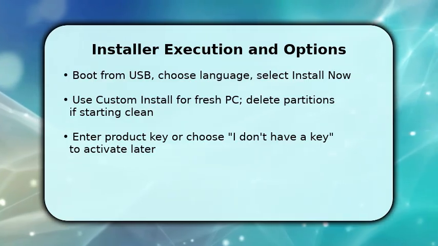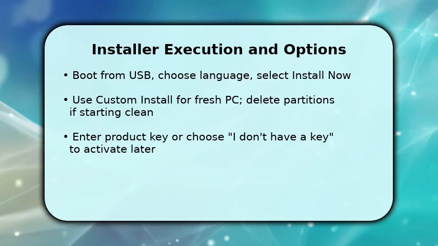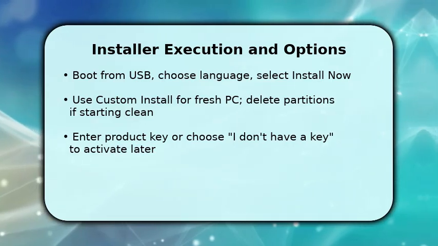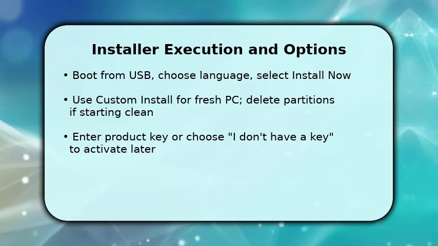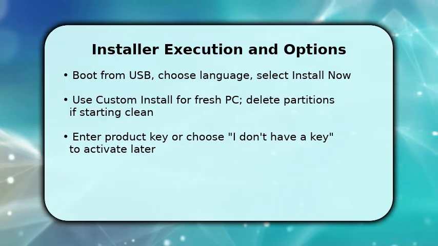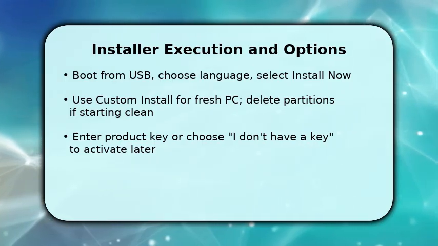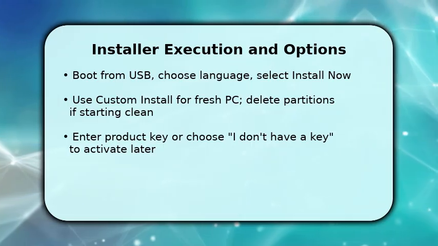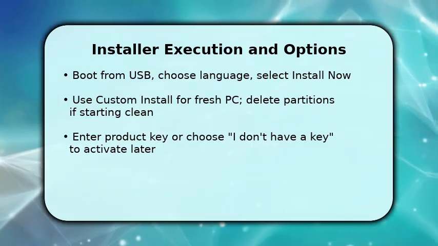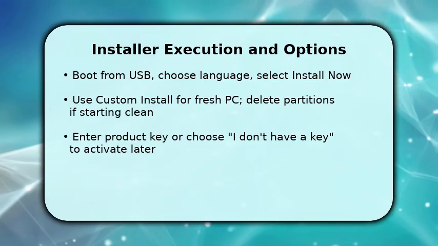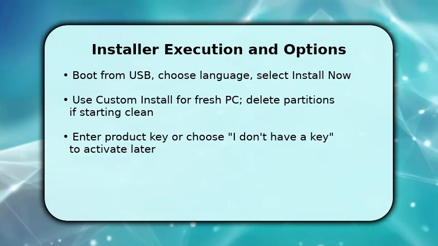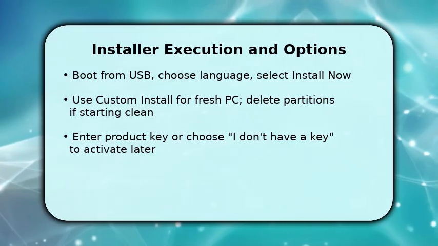If this is a new PC, choose Custom Install to create and format partitions. Delete existing partitions only if you're sure you want a clean disk. Create an EFI system partition and primary partition. The installer may auto-create required system partitions. When prompted, enter a Windows key or skip activation and sign in with a Microsoft account later.